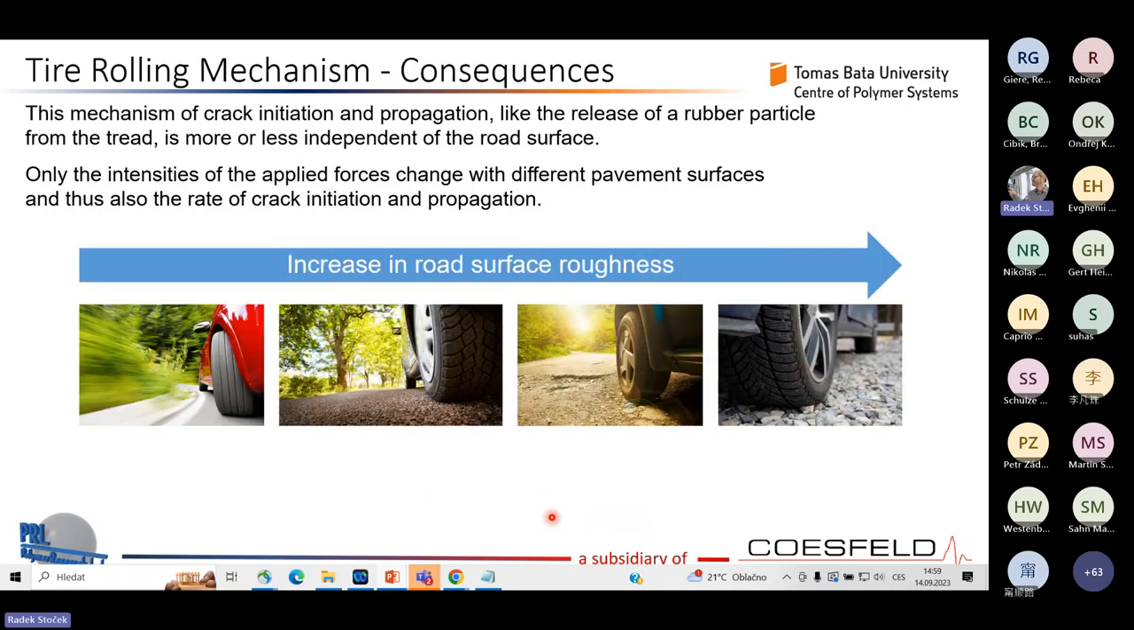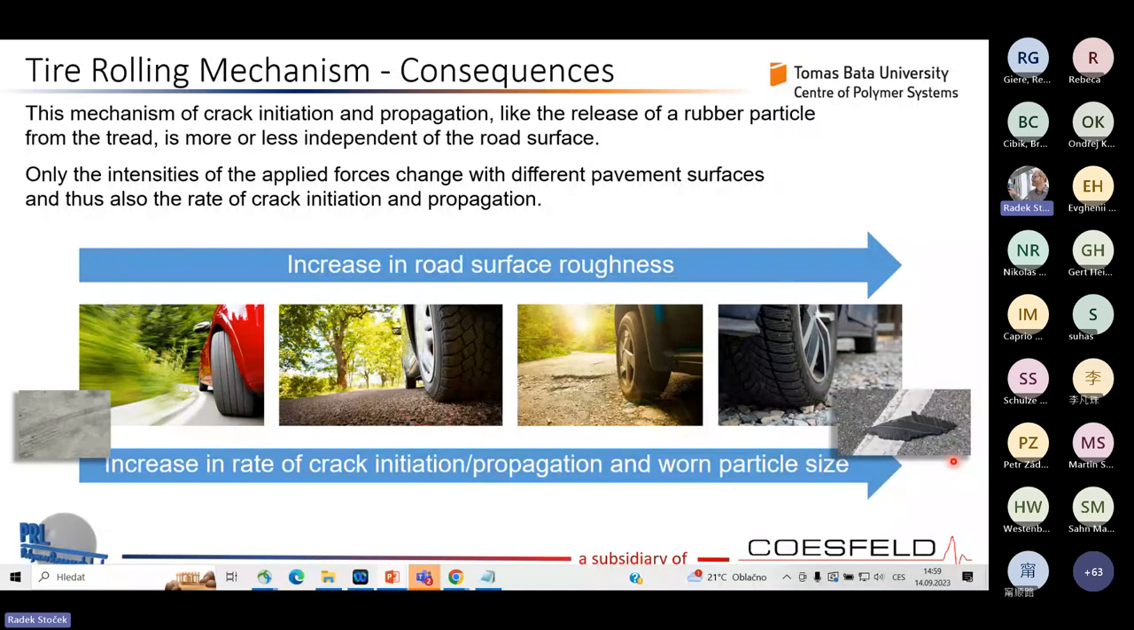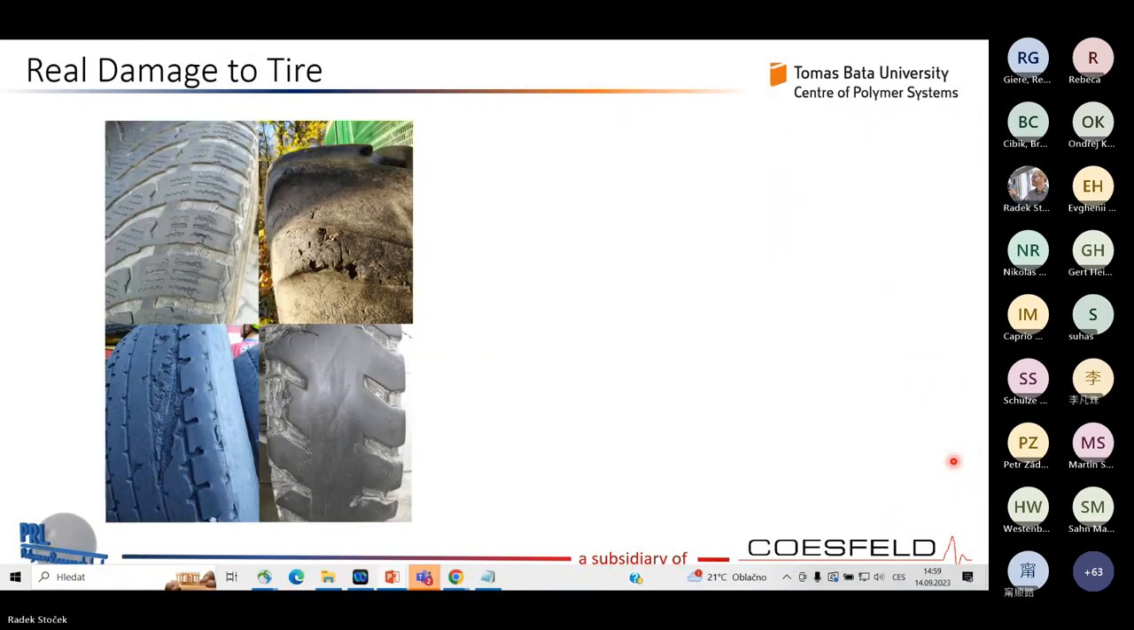Therefore, an increase in the road surface roughness, as you can very clearly see here, from a very smooth one to a very rough one, even if the tires are rolling over poor quality roads and so on, causes an increase in the rate of crack initiation, propagation, and finally worn particle size.